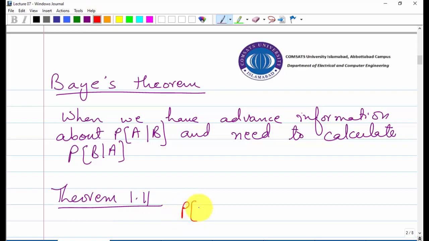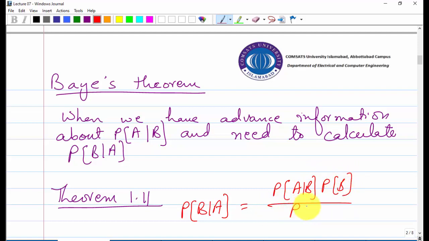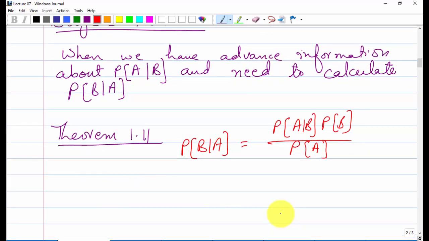It says that the probability of B given A is equal to the probability of A given B times the probability of B, divided by the probability of A. This is a very simple and interesting theorem because if we have advance information about the probability of event A given B, and we want to calculate in the reverse order the probability of B given A, we can use this theorem very easily.